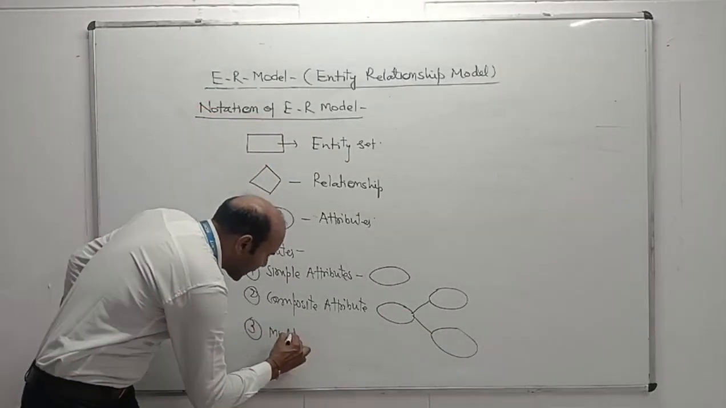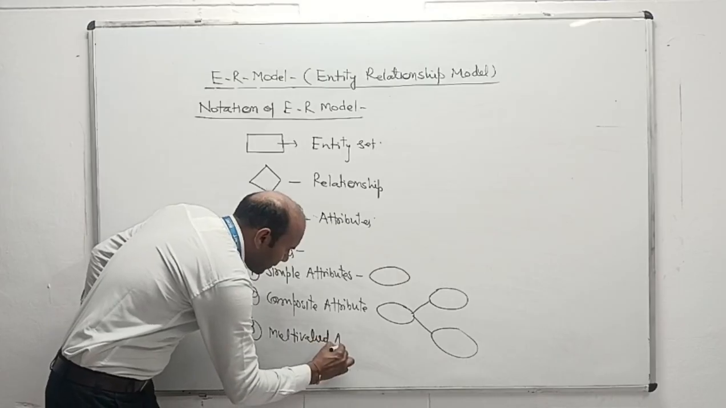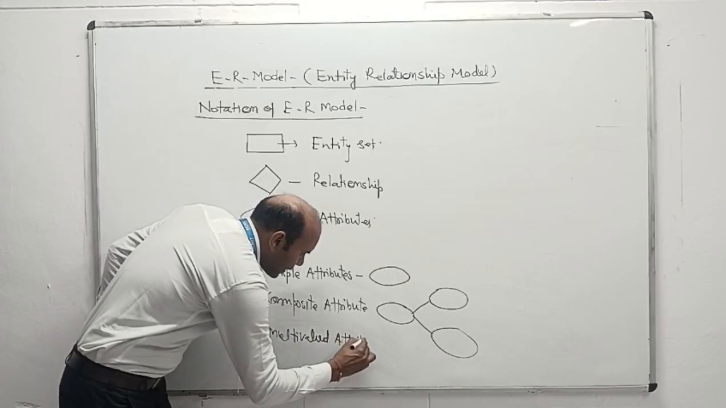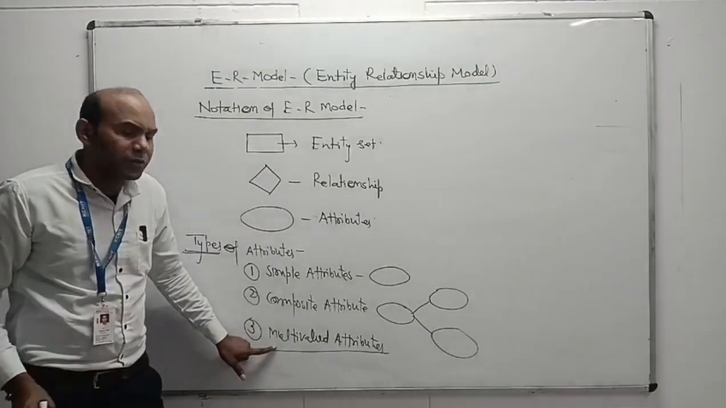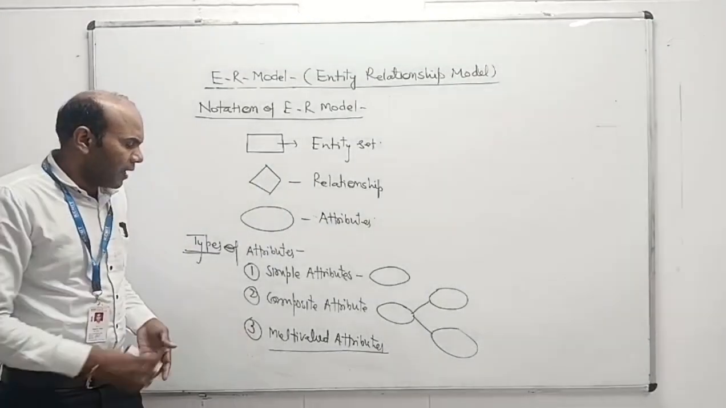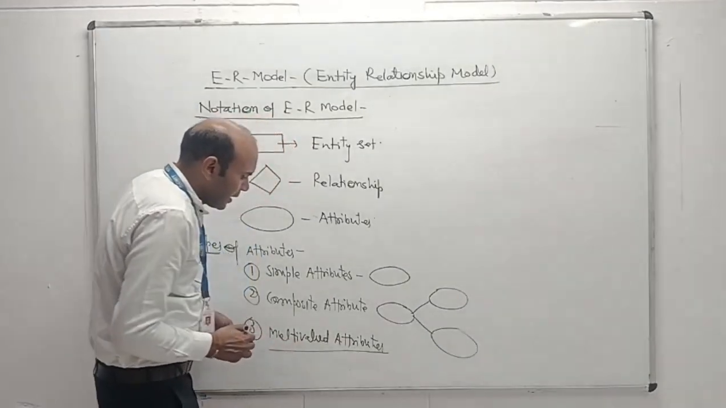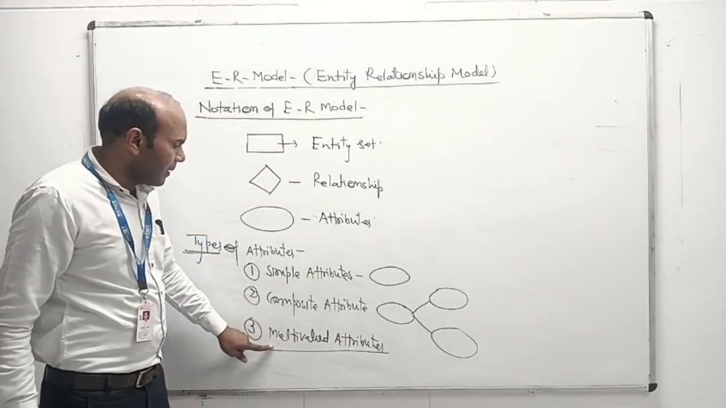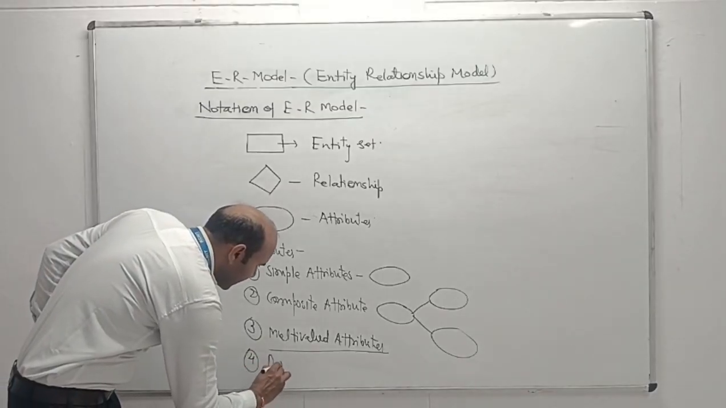And multi-valued attributes. These attributes hold multiple values, like hobbies, contact number. So this is the multi-valued attribute. And third, what is the derived attribute?